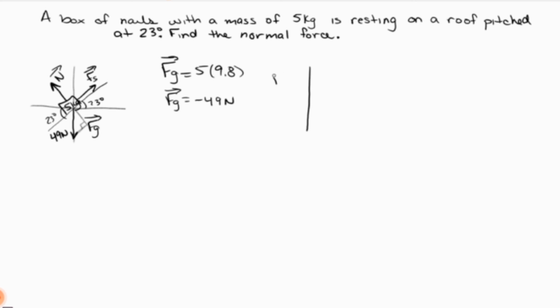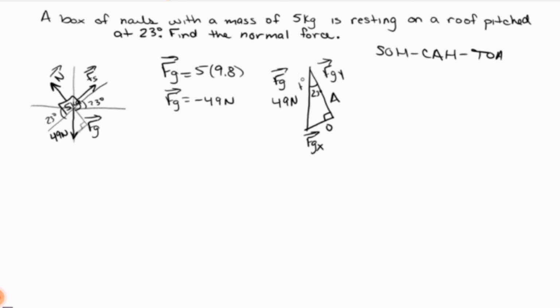So we have F sub g equals 49 newtons. Then we have F sub g y, which is our y component. And then we have F sub g x, which is our x component. In order to find these components, we have to use SOHCAHTOA. F sub g x is opposite, F sub g y is adjacent, and F sub g is the hypotenuse.